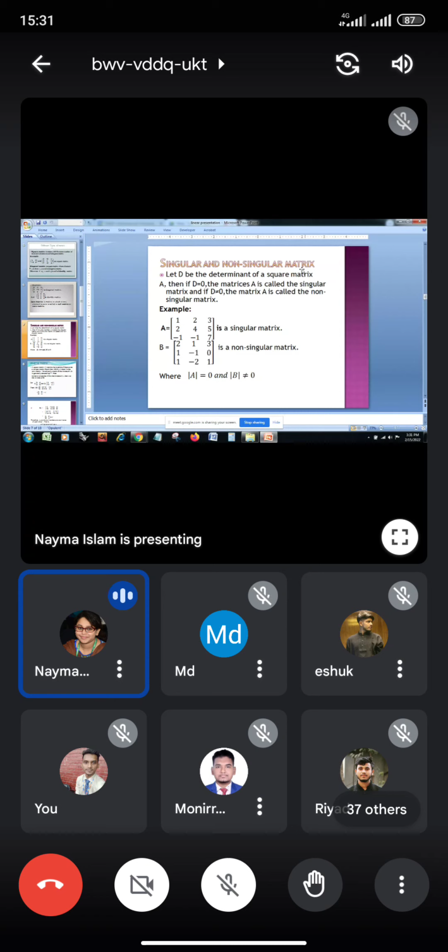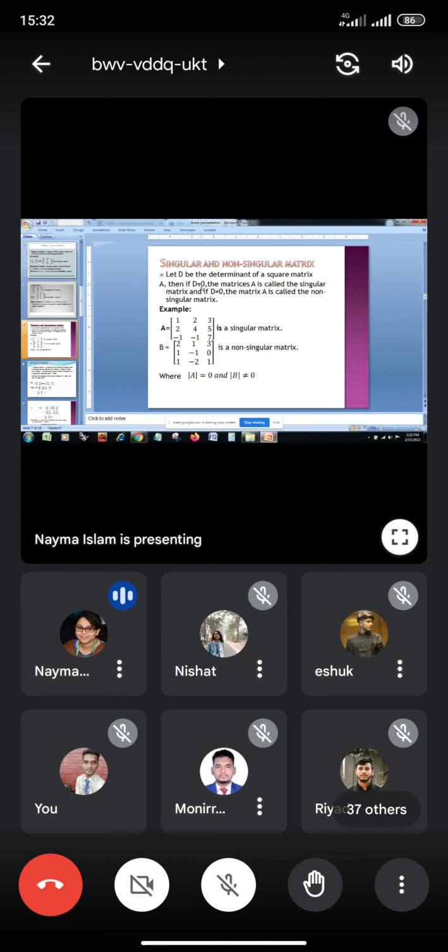Okay, our next topic is singular and non-singular matrix. Determinant. You know what is determinant? You found determinant in the vector chapter, right? So D be the determinant of a square matrix. What is a square matrix? Can you tell me? When rows and columns are equal. Yes, the number of rows and columns will be the same.